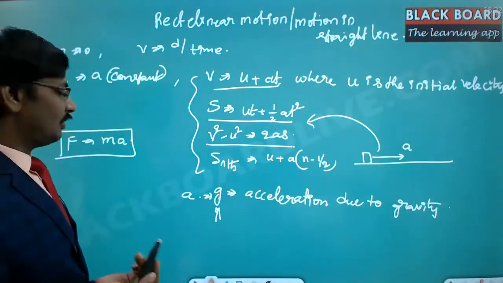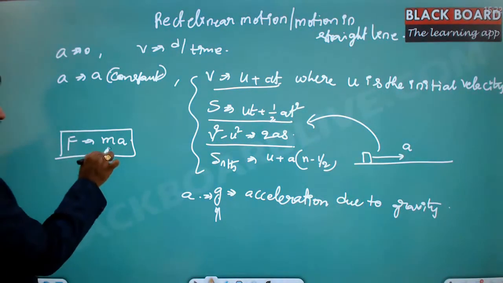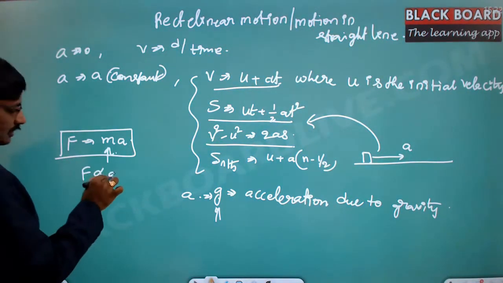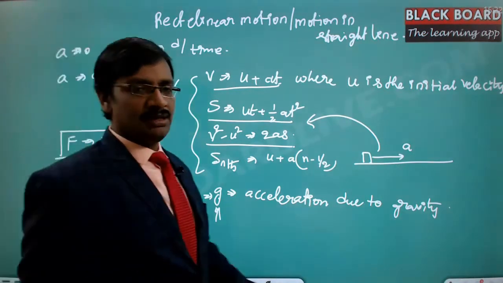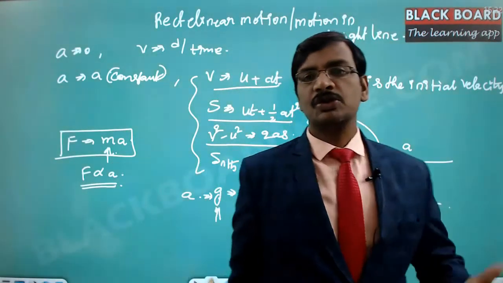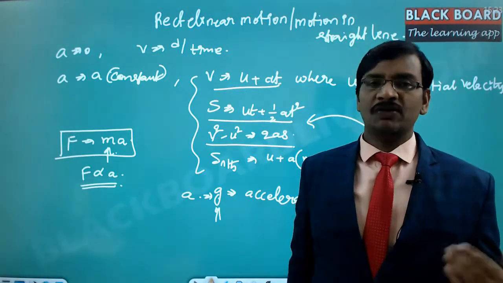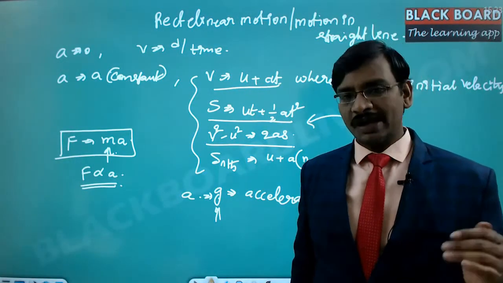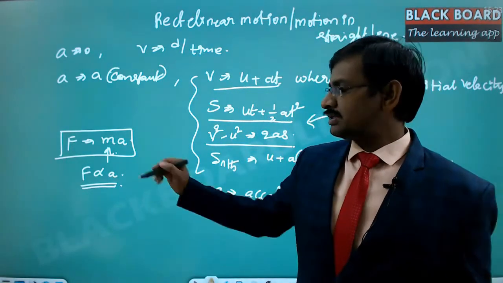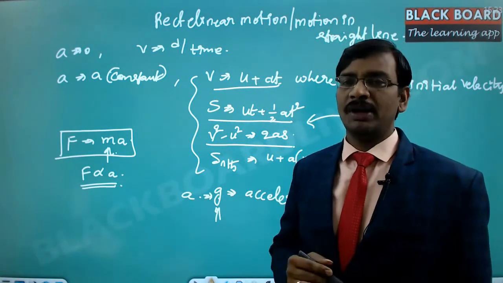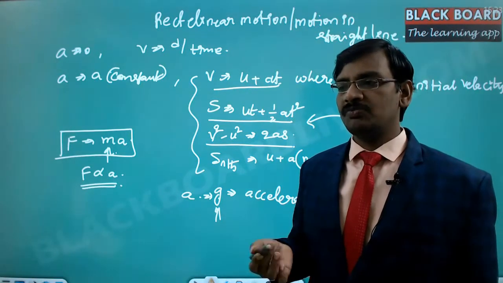If the mass is maintained constant, then M is constant and F is directly proportional to A. So F is directly proportional to A, meaning the force is always proportional to the acceleration. Wherever force is there, we can make use of acceleration in that particular place. So here the force is nothing but what we apply to move the body from one location to another location.